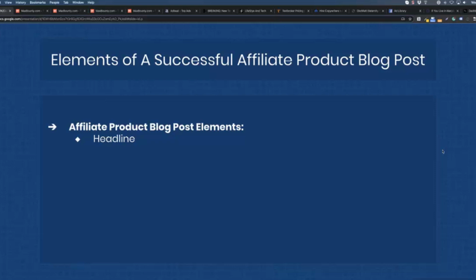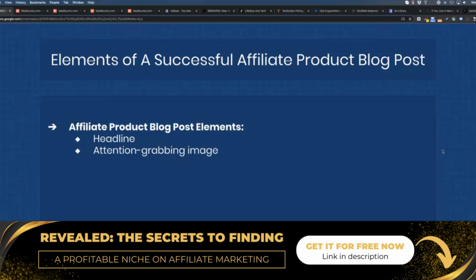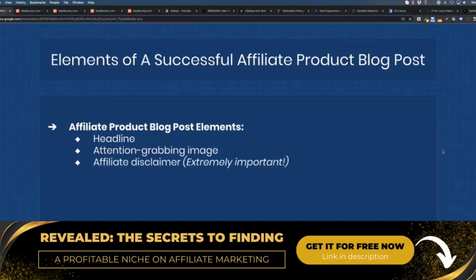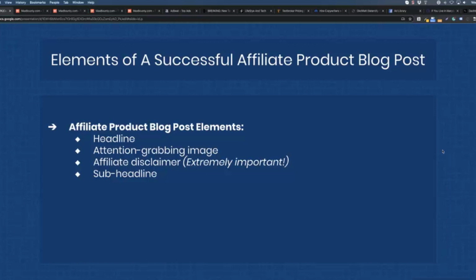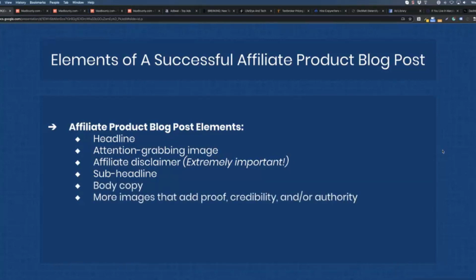Starting from the top down: headline, attention grabbing image, the affiliate disclaimer, which is very, very important, and a subheadline. You don't necessarily need a subheadline right here, you will want them scattered throughout, but it does help lead them in to start reading the actual story of it. Then body copy, and more images that will add proof, credibility, and or authority. So stuff like whether the product is featured somewhere, or if the product helps someone achieve a goal, you can show proof that it helped people achieve the goal, that type of thing.